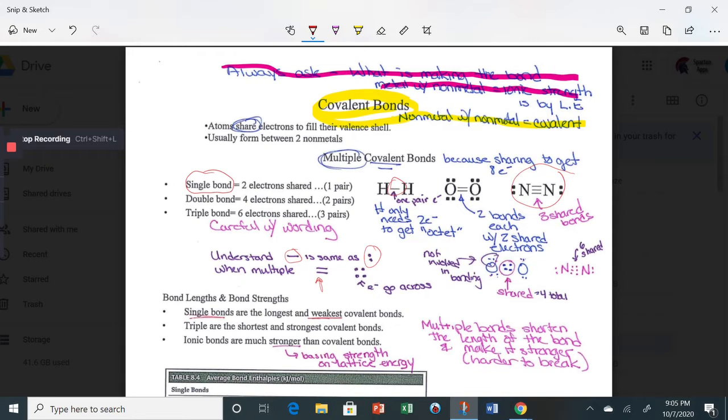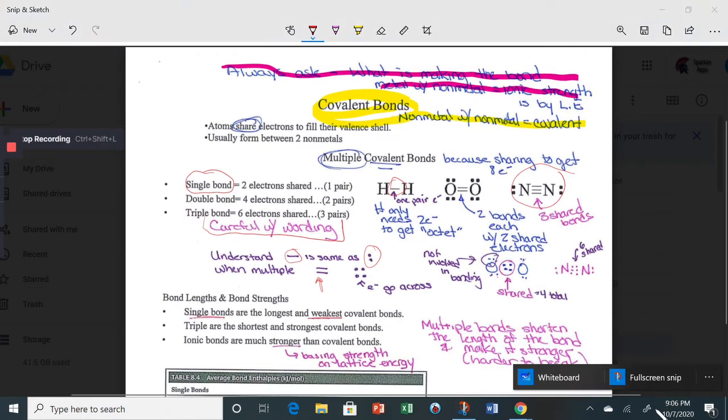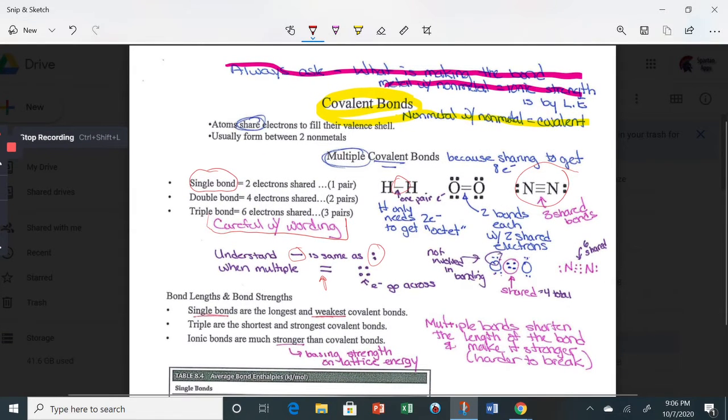That brings up my little statement down here about being careful with the wording of your questions. Are they asking for how many shared pairs or how many shared electrons? This is what I mean. What are they asking for? Asking for shared pairs.